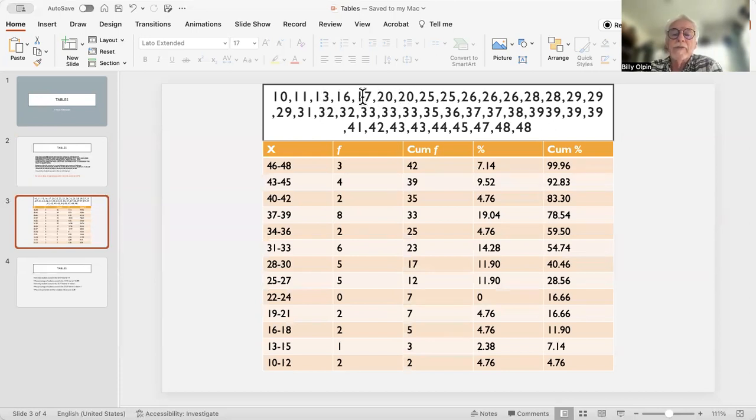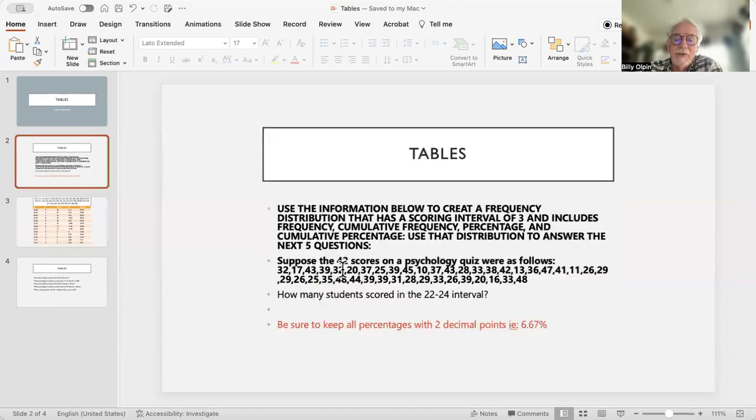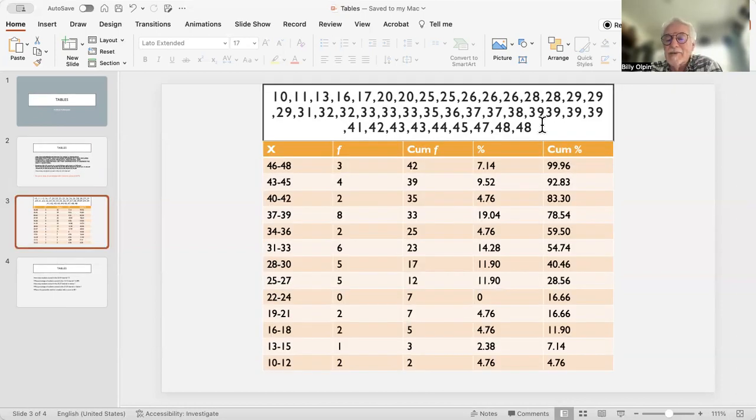1, 2, 3, 4, 5, 6, 7, 8, and so on, to make sure I have 42. This is my first checkpoint. I make sure my list has 42 and it has the same number of scores as the question states. In this case, I've counted them already, and I'm not going to count them for you, and it's correct. But that's my first checkpoint, and it should be yours too.